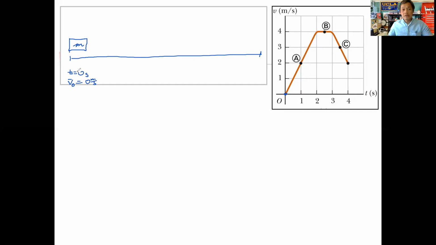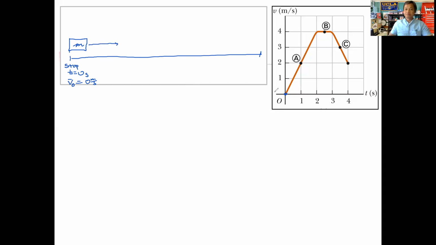We don't know where he starts out. Remember, for a velocity time graph, we don't know anything about position, but we do know that at the very start of this, he is at rest. He's at a standstill, he's stopped. He's not moving. Then what do we notice? He starts to move.